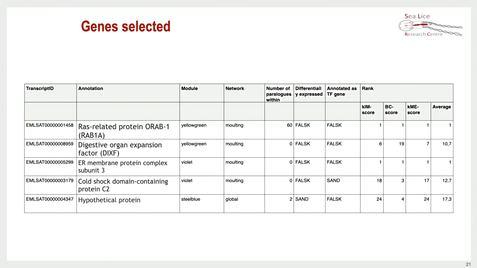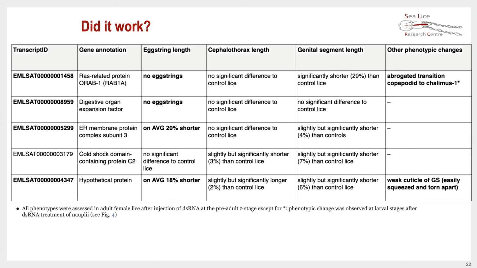And, well, we took these. We additionally also used some that were more down the list. So we didn't only choose the top candidates, to see how far down we could go. In total, we had 5 candidates to knock out and experimentally validate. There was this Ras one, the digestive organ expansion factor, this gene, ER membrane protein complex construct domain, and a hypothetical protein, the one I showed before.